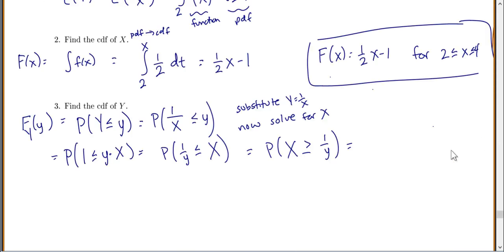And the complement rule says the probability that x is greater than or equal to something is equal to 1 minus the probability that x is less than or equal to the same thing. So this was just our complement rule.